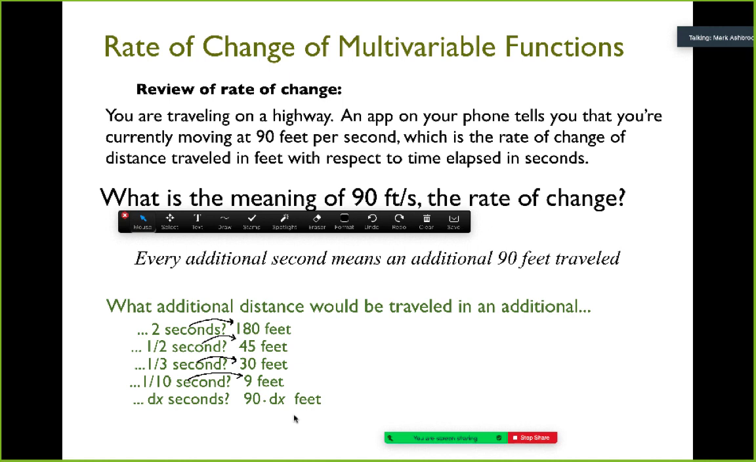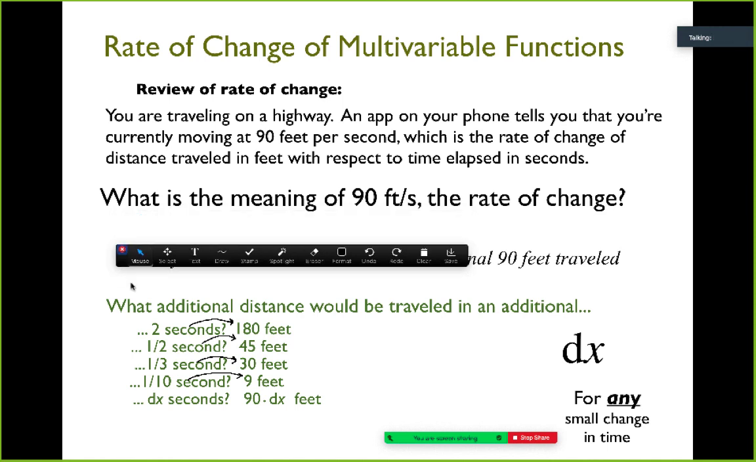So this number, 90 feet per second, means a lot more than just how far you go in 1 second. It tells you how far you go in any amount of time, as long as you maintain the 90 feet per second. It's a constant of proportionality, not just a value of distance traveled in 1 second. So we'll sum it up this way.